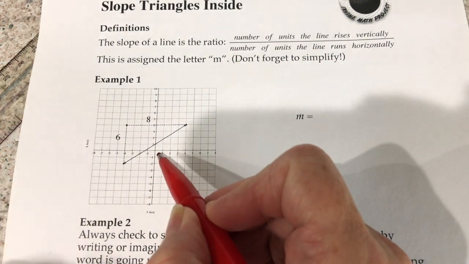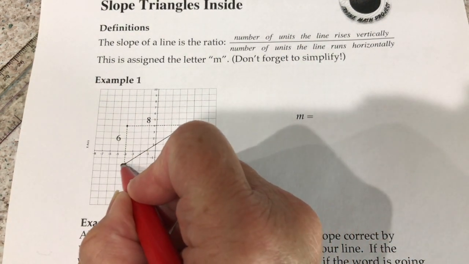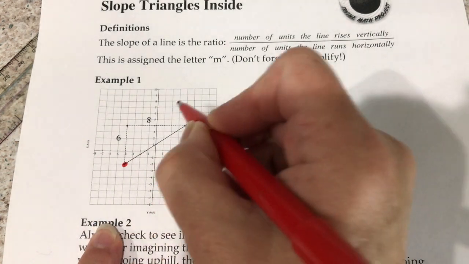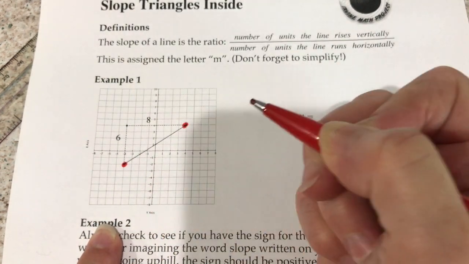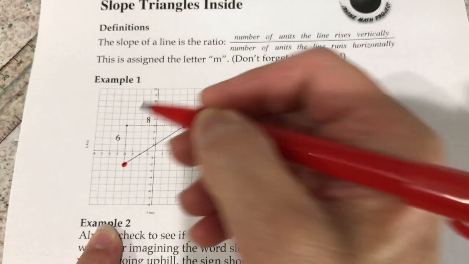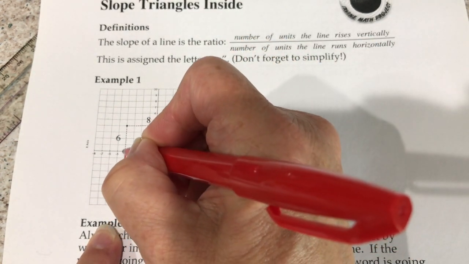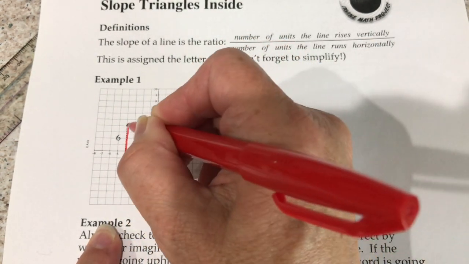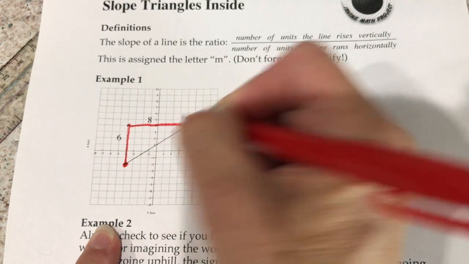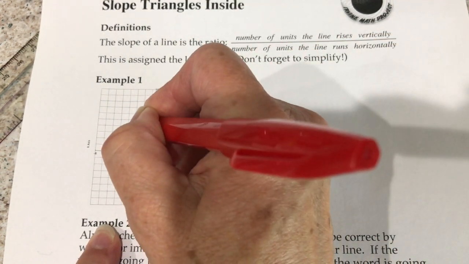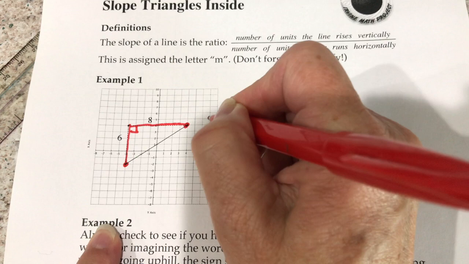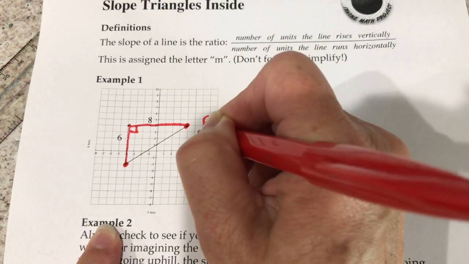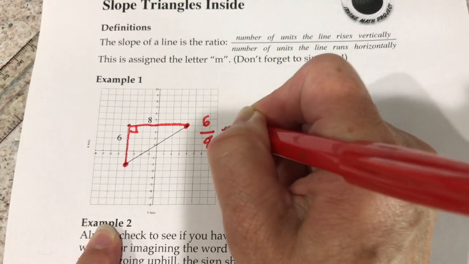So let's look at this first example. We start at this point down here, and we want to end at this point down here. We're going to form a right triangle. We're going to go up 6 and over 8. This forms a right triangle, and the slope of our line is up 6 over 8.